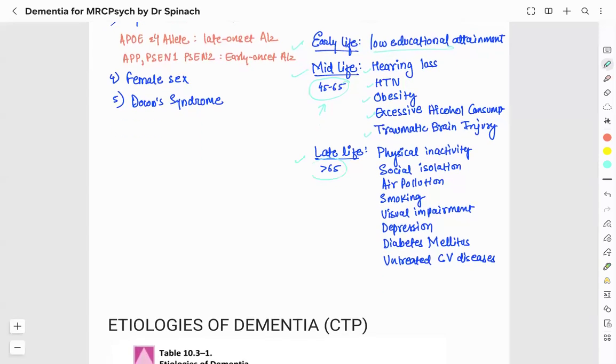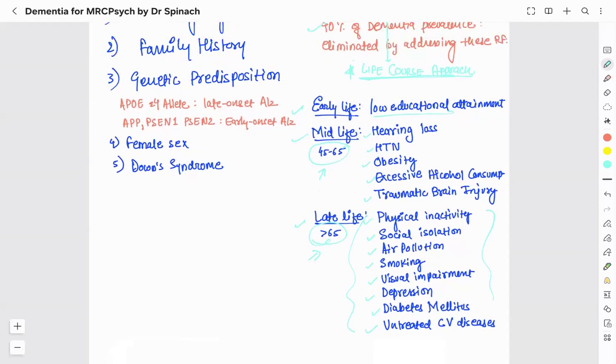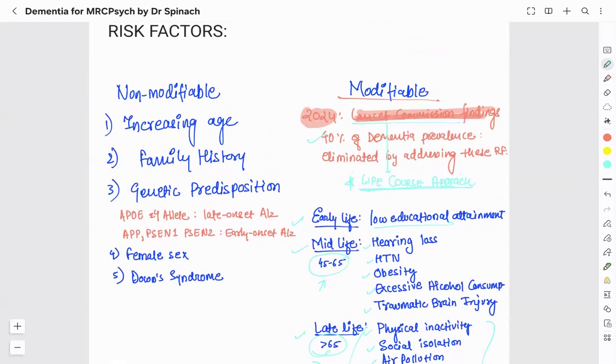Late life is more than 65 years of age. Physical inactivity, social isolation, air pollution, smoking, visual impairment, depression, diabetes, and untreated cardiovascular diseases. These are some of the late life risk factors. And these are the modifiable risk factors.